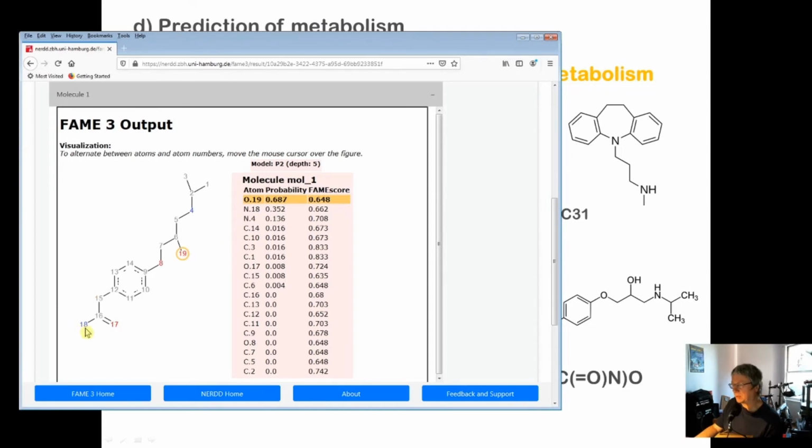Neither of them are really hot spots with a high probability. But you could imagine metabolism of the amide and the secondary amine, and this server is predicting the amide to be maybe a little more reactive. Yeah, that's reasonable. Okay, so that was the FAME3 server showing the probability of metabolism of this molecule.